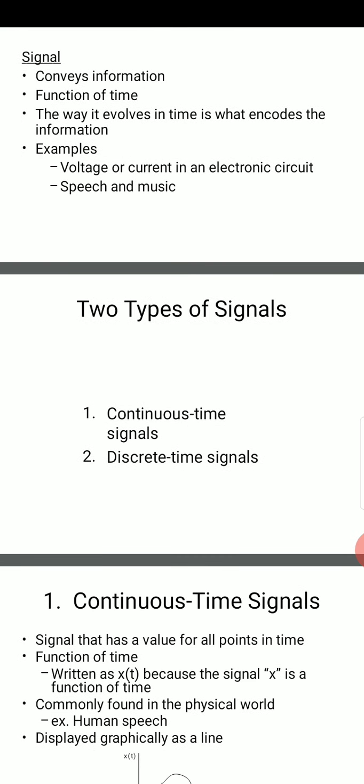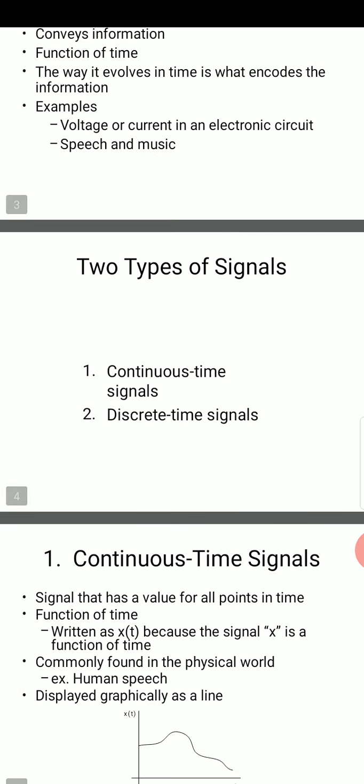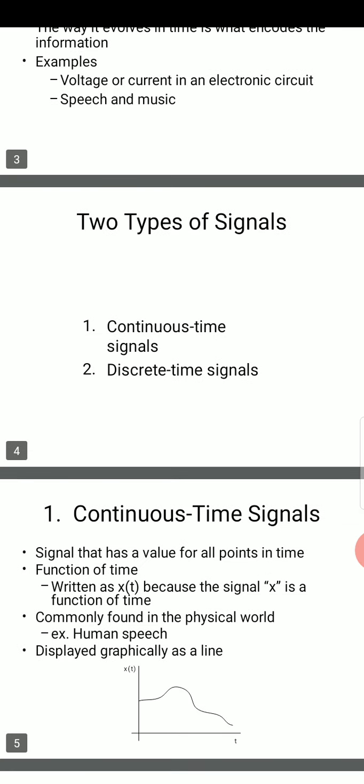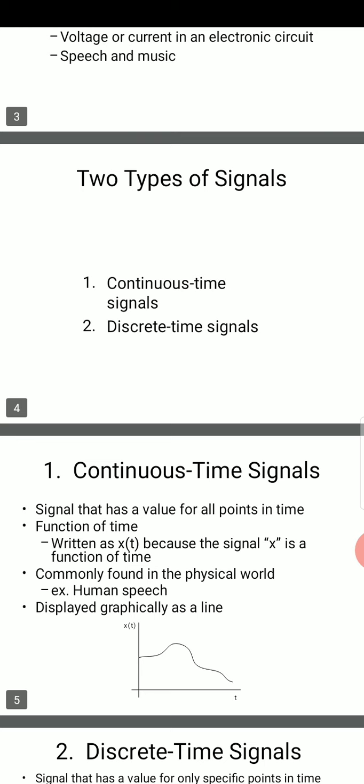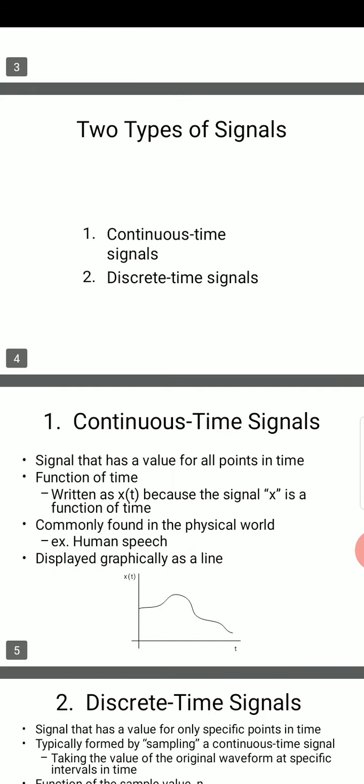A continuous time signal has continuous amplitude and continuous frequency, and has a value at all points in time. It is a function of time, written as x(t), because the signal x is a function of time. It is commonly found in the physical world, such as human speech, and is displayed graphically as a line. A sine signal and a cosine signal are continuous time signals.